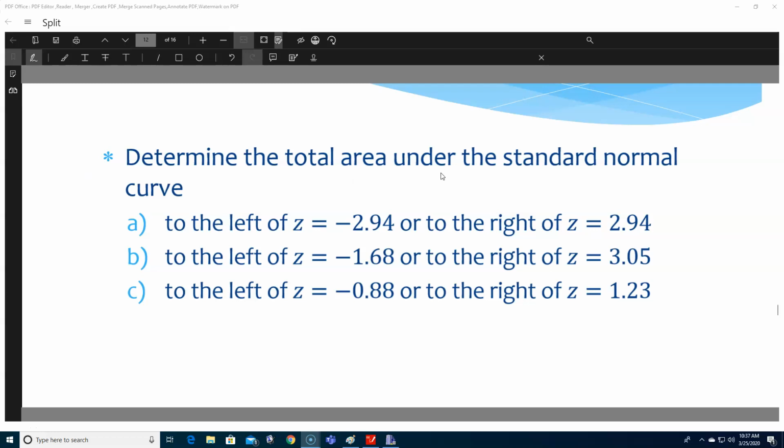Determine the total area under the standard normal curve. I'm going to do B and let you figure out A and C by yourselves. I'm also going to do B two different ways because different people learn different ways.